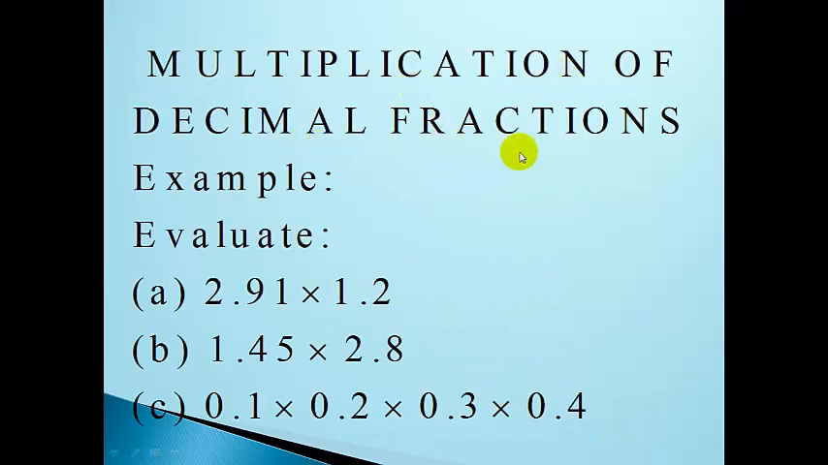Now multiplication of decimal fractions. Evaluate: A. 2.91 times 1.2. B. 1.45 times 2.8. C. 0.1 times 0.2 times 0.3 times 0.4. Now let's look at how we can solve this problem. Multiplication of decimal fractions.